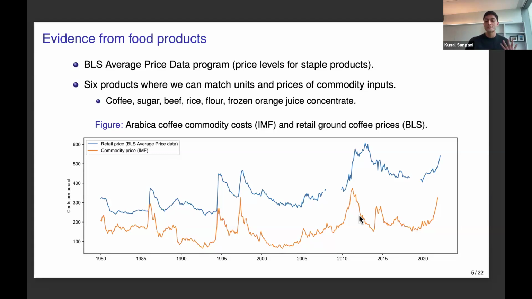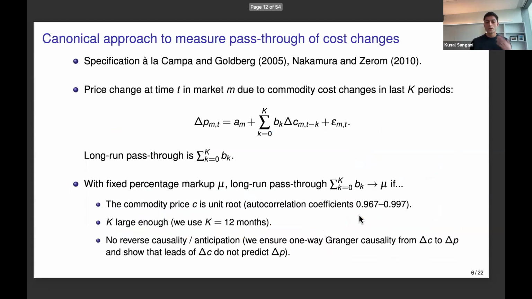So to measure the extent to which these cost fluctuations are being passed through to downstream prices, I'm going to use a canonical specification from the exchange rate literature, this distributed lag regression. And you can show under certain conditions which seem to be satisfied in this setting that this regression, the accumulation of these coefficients BK on lags of changes in the commodity cost, the accumulation of those will deliver the long run pass-through of change in the commodity cost to the downstream price.